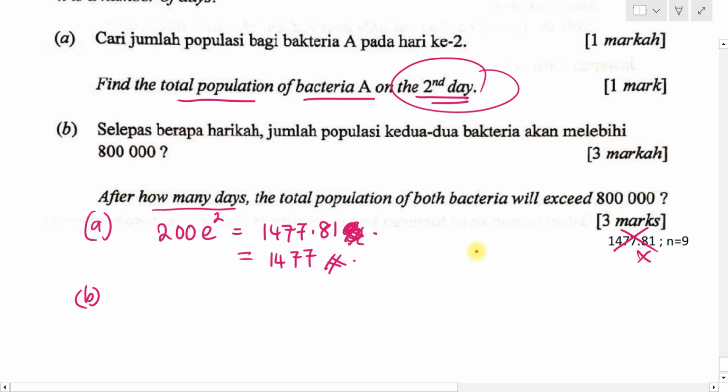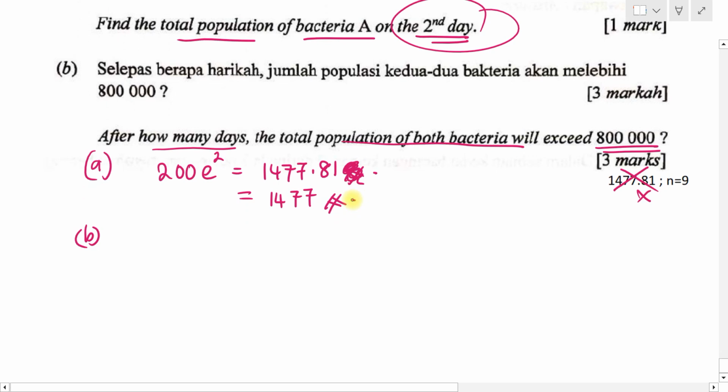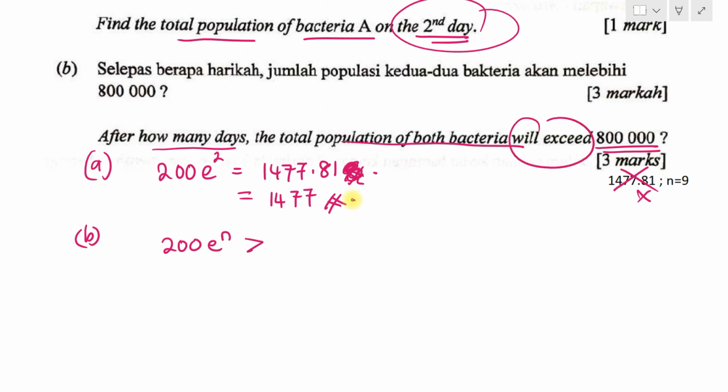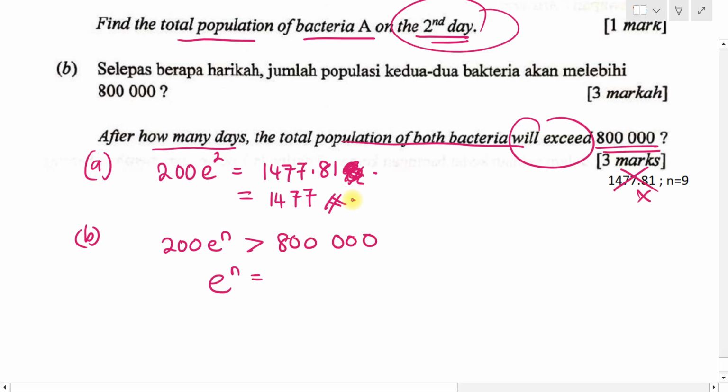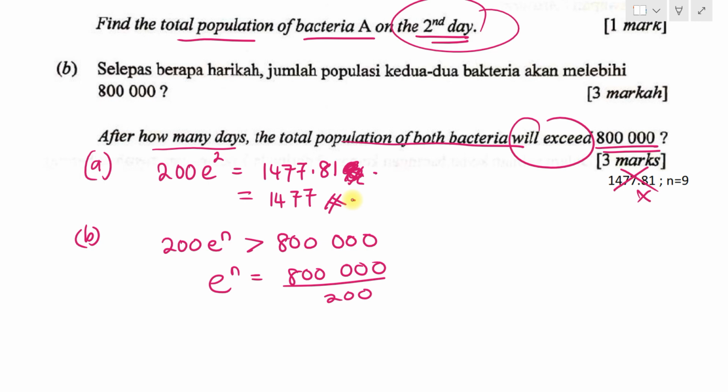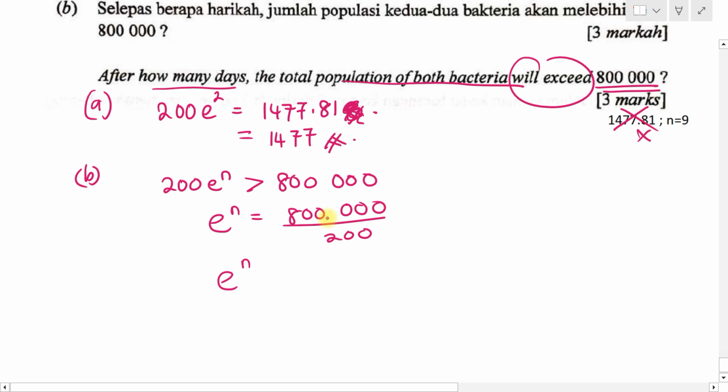Okay. After how many days will the total population of bacteria exceed 800,000? Okay. So we got the formula 200 e^n is the total population will exceed 800,000. Okay, just do this. 800,000 divided by 200, 4,000. Okay, e power n is, sorry, I just see. Okay, I get what? 4,000.